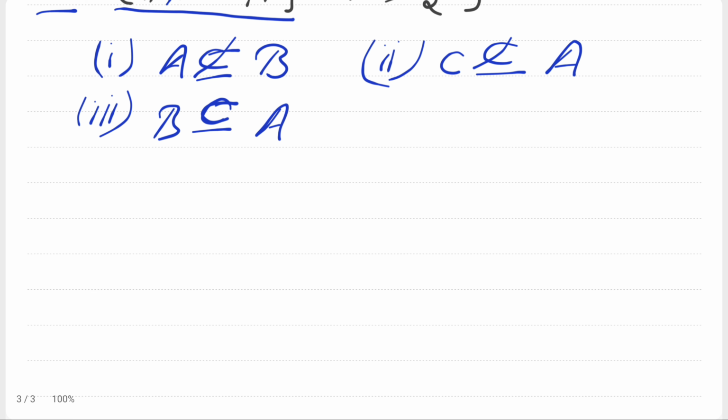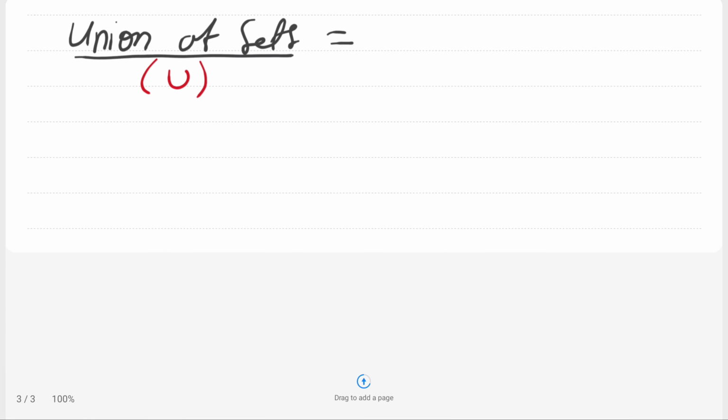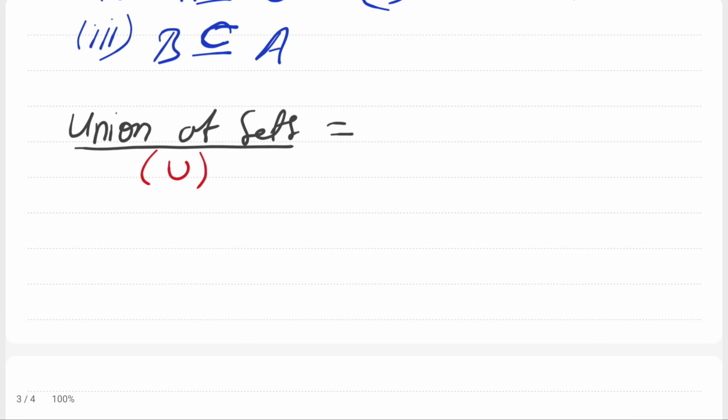Okay, so let's talk about union of sets. What is the union of sets? The union of sets is represented by the symbol U. Let me first write the definition only.